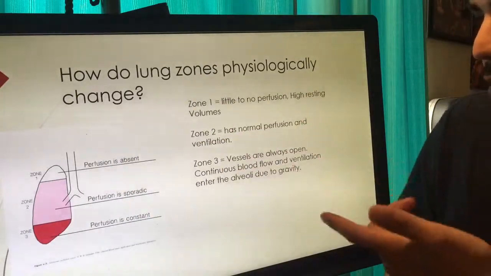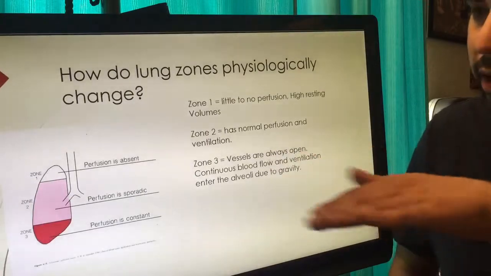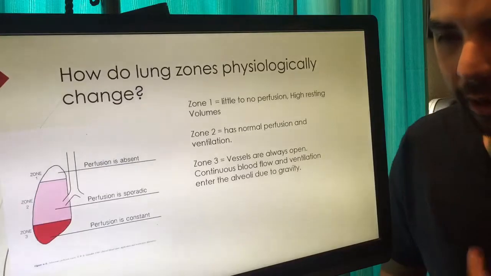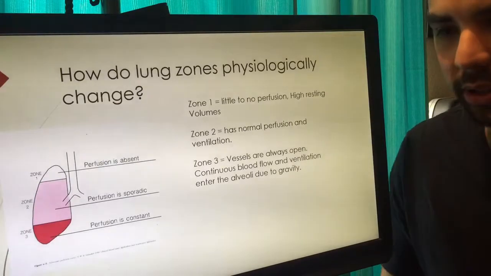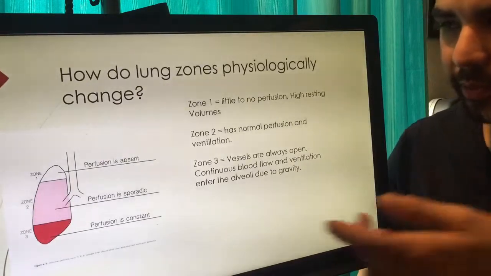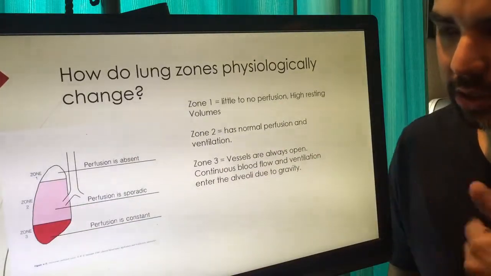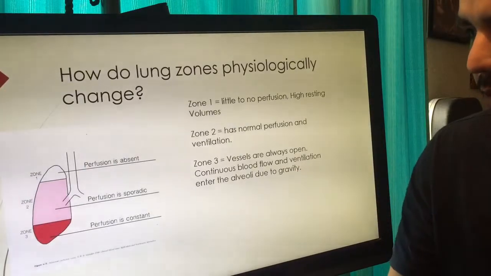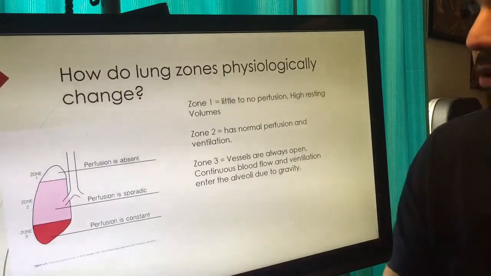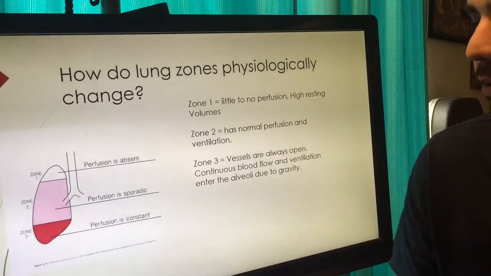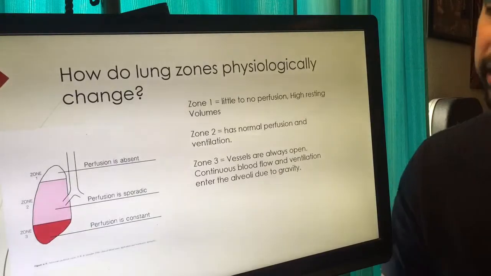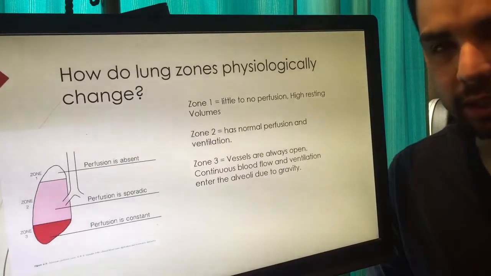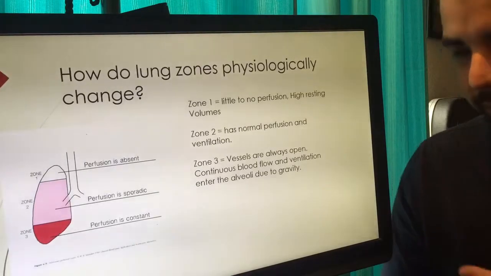In Zone 2, it has normal perfusion and ventilation, so that's about equal to 1. And like we said, it's basically just pulsatile blood flow that's always coming in from that area and dipping down to the next zone, which, it says, vessels are always open with continuous blood flow and ventilation enters the alveoli due to gravity. Because of gravity, more blood flow will enter the bases of the lungs, and I'll explain that a lot more in this next slide coming up.